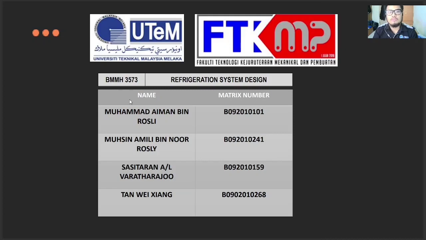Today we are going to present our HVAC design assignment, which is to design the refrigeration system. For our group, we are tasked to design the cold room.